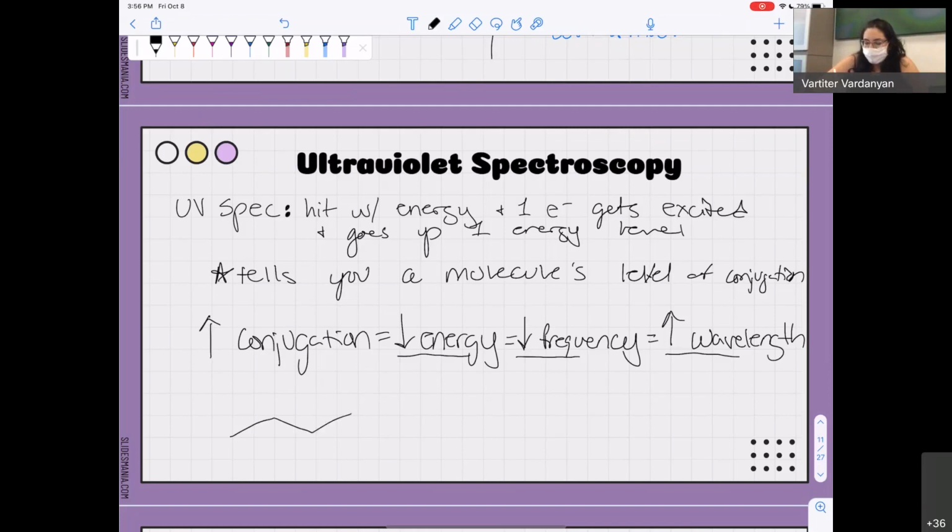So if we had this versus this, we know that the one on the left, my bad, the one on the left is more conjugated, so that means it has less energy, a lower frequency, and a higher wavelength compared to this one. Any questions, comments, or concerns on UV spec?